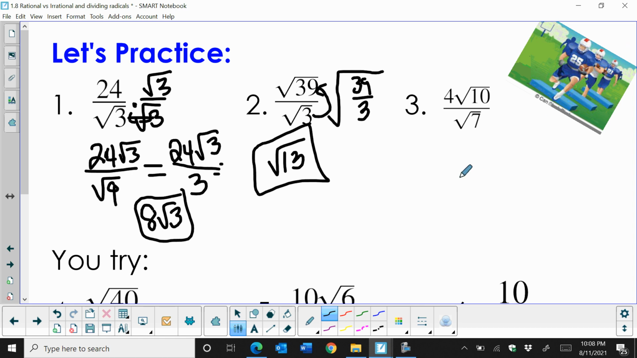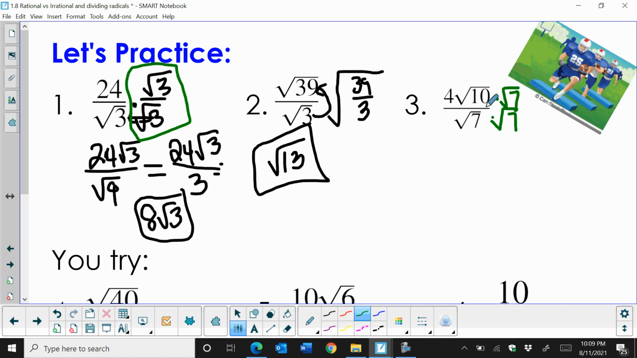So let's look at this third one. We have a whole number with a radical. So we have a coefficient with a radical divided by a radical. Can we divide 10 by 7? Because they're both inside. And the answer is no. So we're going to have to go back and do what we did here. We're going to have to multiply by the radical. So let's multiply by root 7.